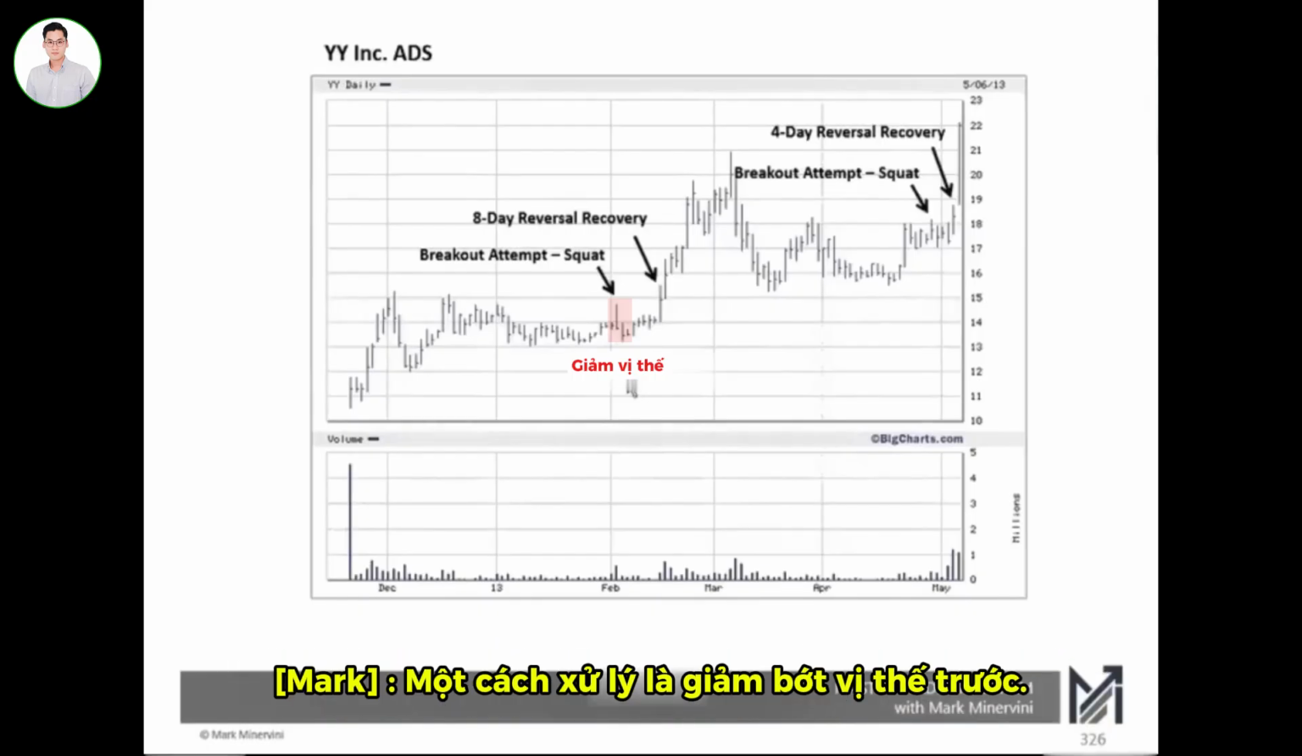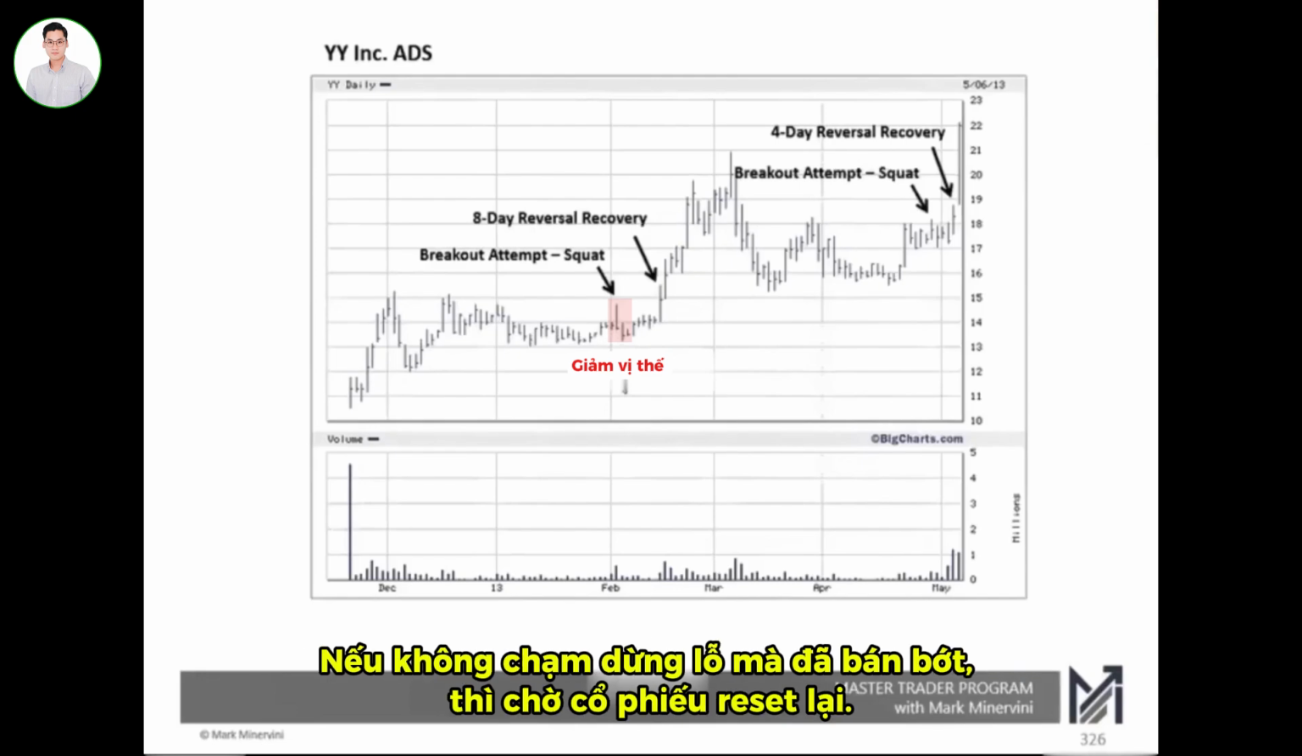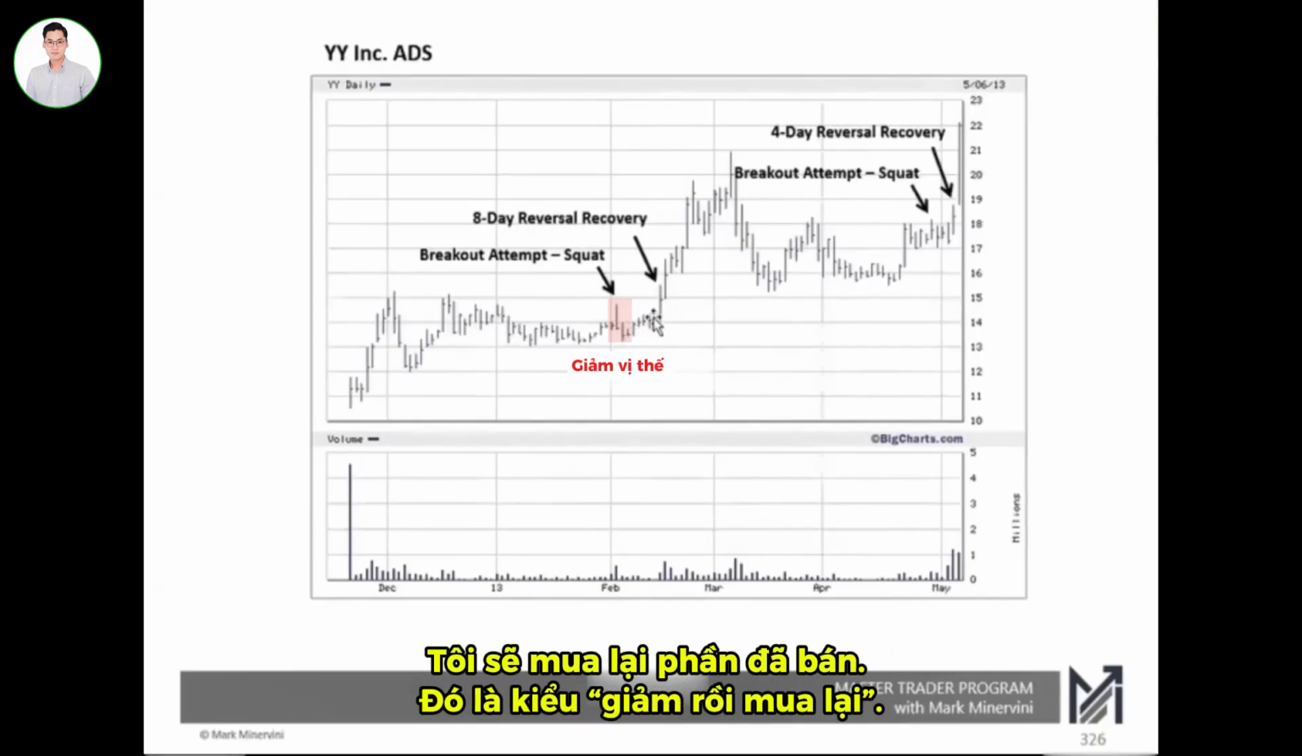Yeah, and so now one way to play a reduction is that, okay, you reduce it, and then if your stop is hit, you've actually truncated your loss, if you will. Your loss is going to be a little bit smaller because you took a little bit off before the stop got hit. So now let's say your stop doesn't get hit, and you take half off, and now it resets here, and then has the reversal recovery.